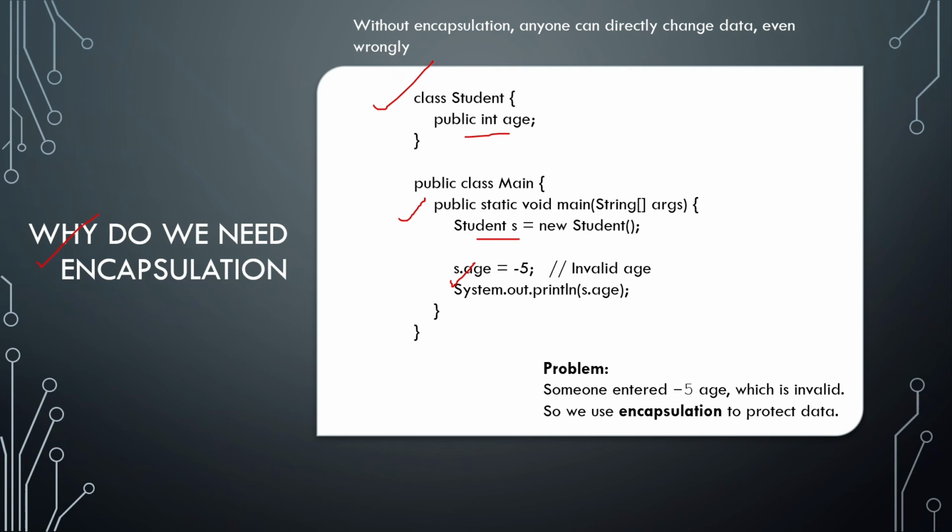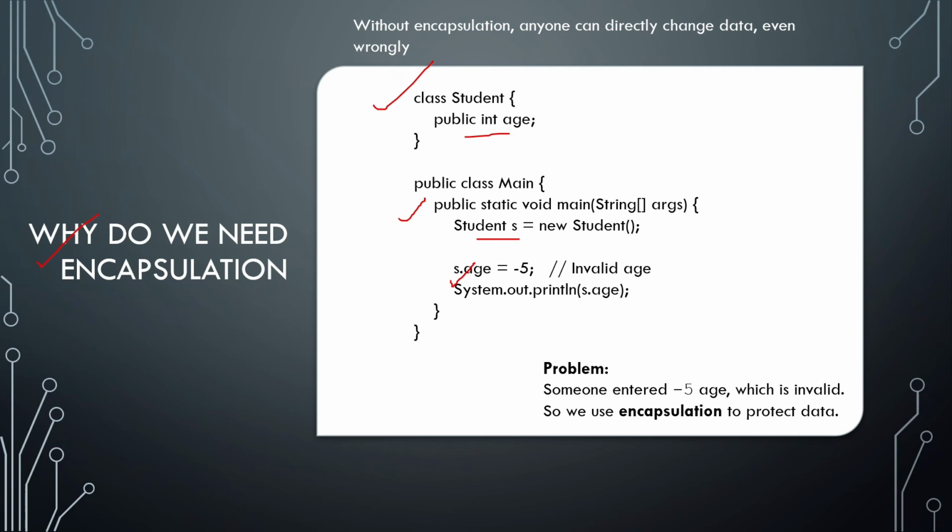But in real life, a student can never have an age of -5, right? So the data becomes invalid and incorrect. This problem is called a data integrity problem, which means storing bad or invalid data inside the program. Now let's take a real life example. Imagine if your bank account balance was public. Anyone could directly change it to 10,000 or even 900 crores. That would be very dangerous.